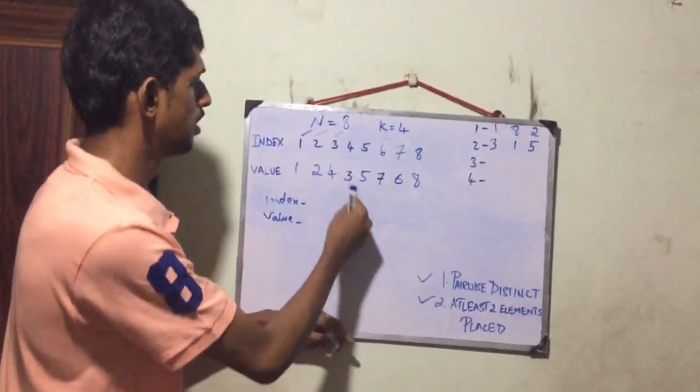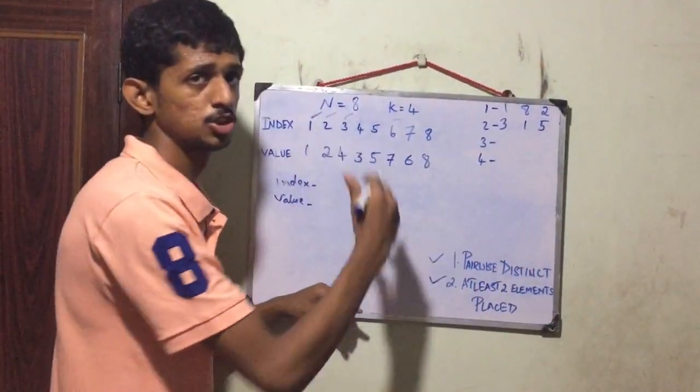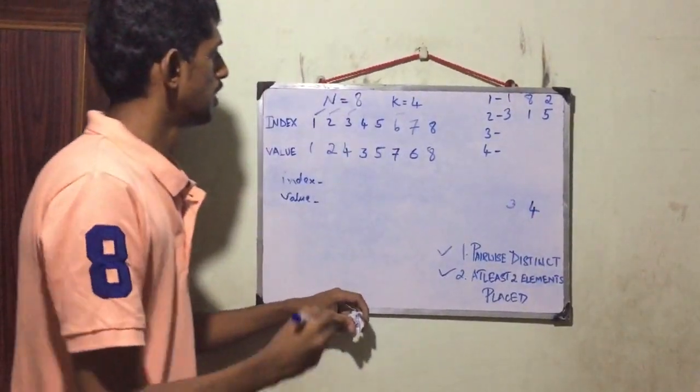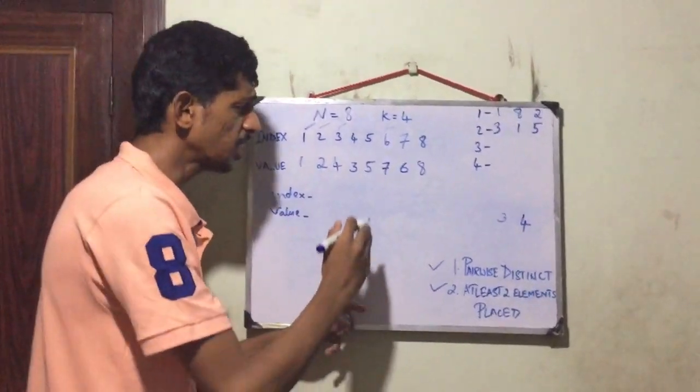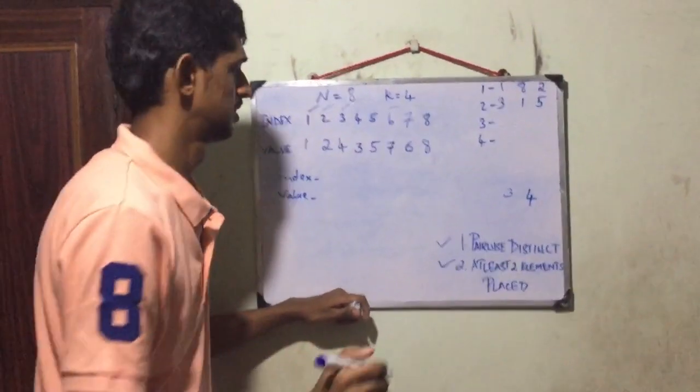Since 4, 3 and 3, 4 is forming a pair, I am going to separately store these values. So 3 and 4. Now, before moving on to the next index, I am going to show you a sample test case.